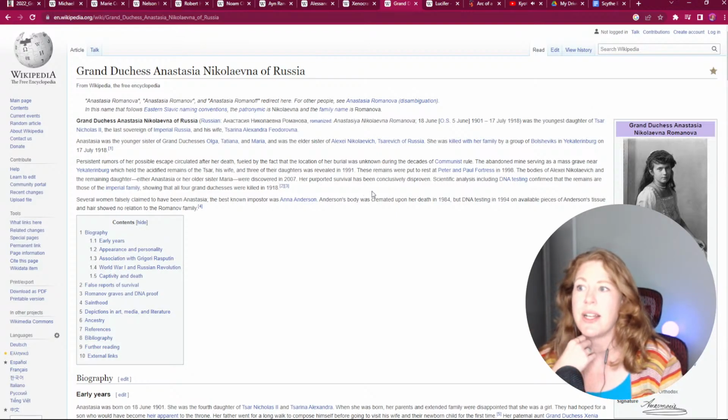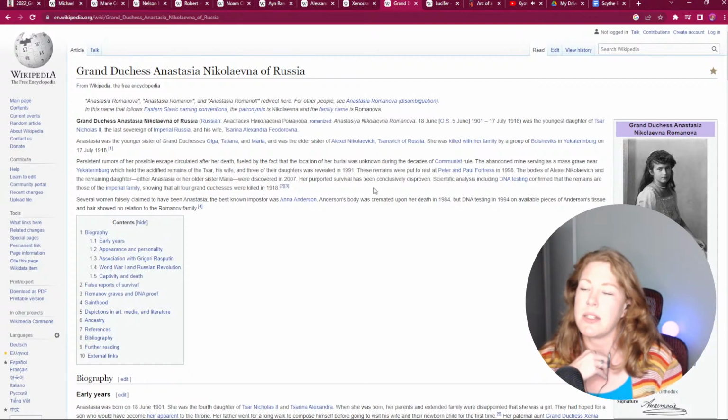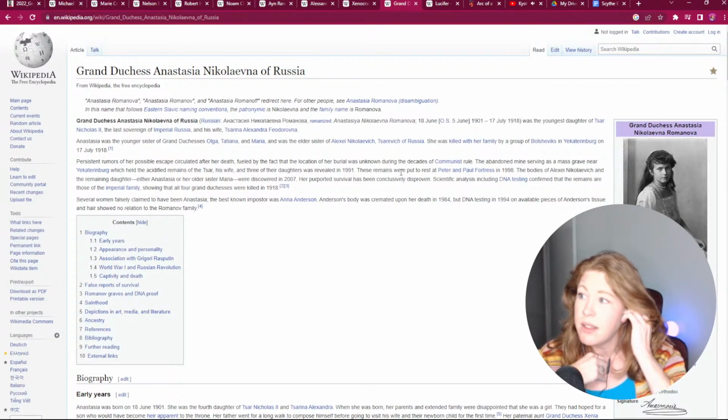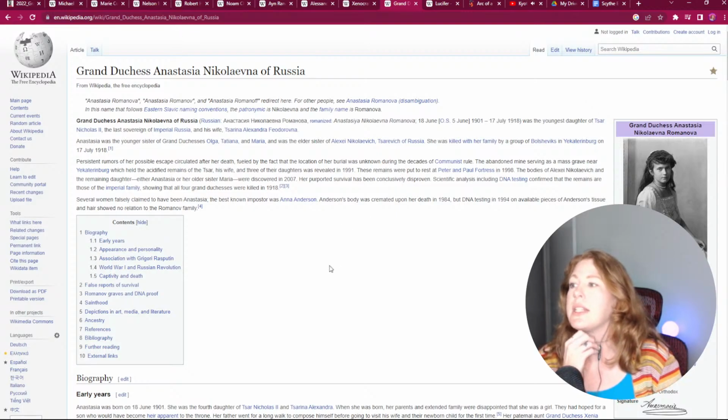Her purported survival has conclusively been disproven. So there's no way she survived. Scientific analysis including DNA testing confirmed that the remains are those of the imperial family, showing that all 4 Grand Duchesses were killed in 1918.